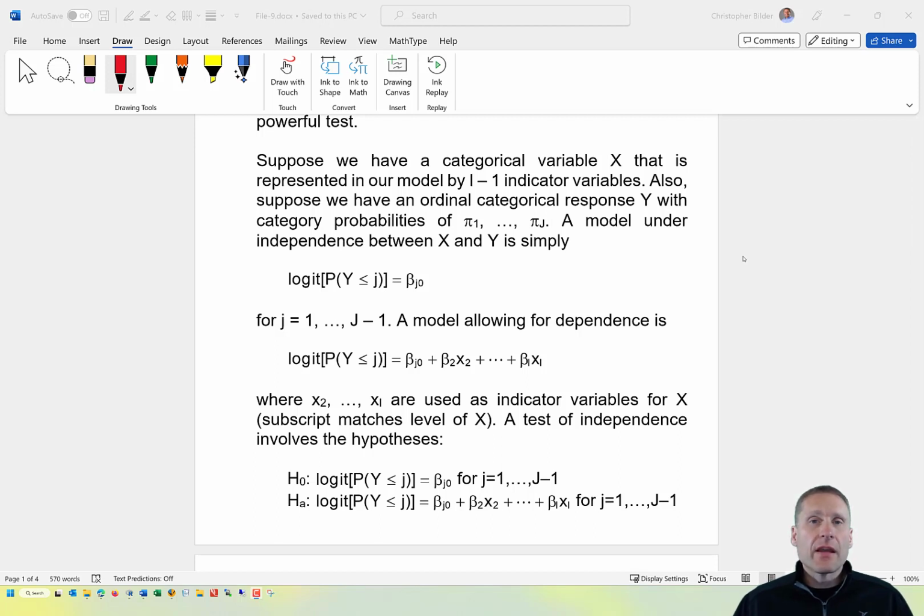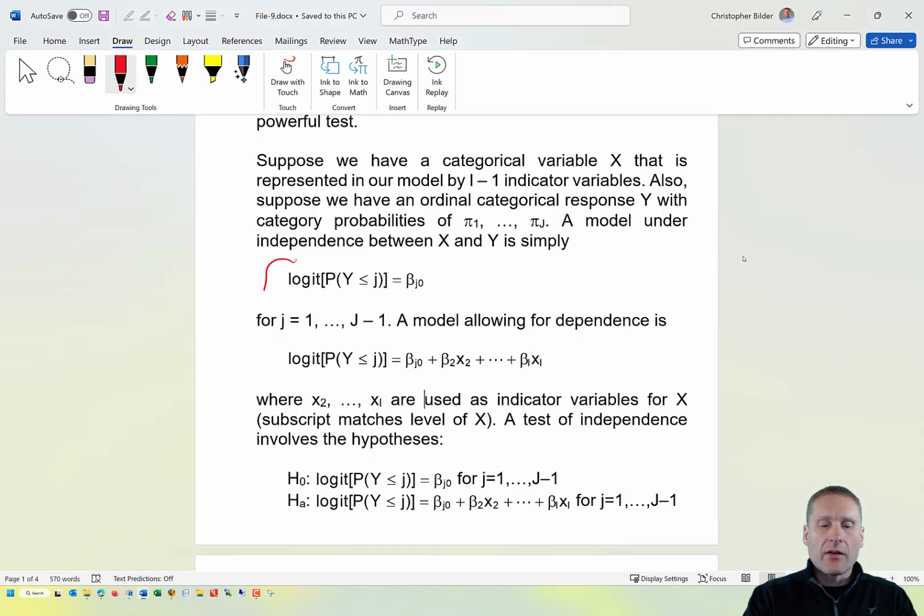So, what we can do is look at a situation where we have Y as our column variable. It is then going to be the response variable for our proportional odds regression model. X is going to be the row variable. That's going to be our explanatory variable for the proportional odds regression model. We represent X with I minus 1 indicator variables in the model.